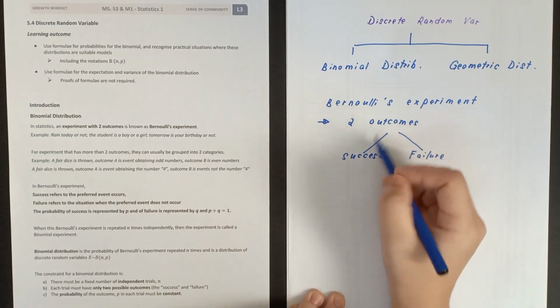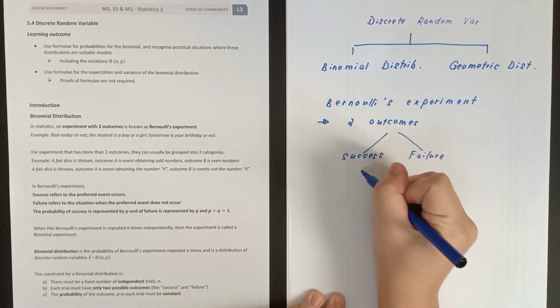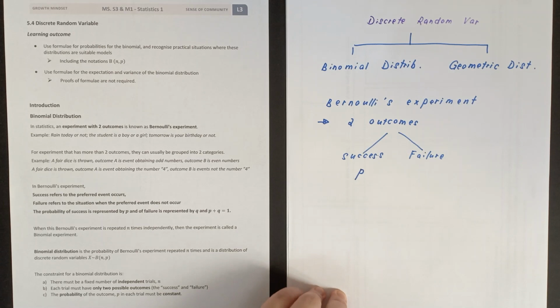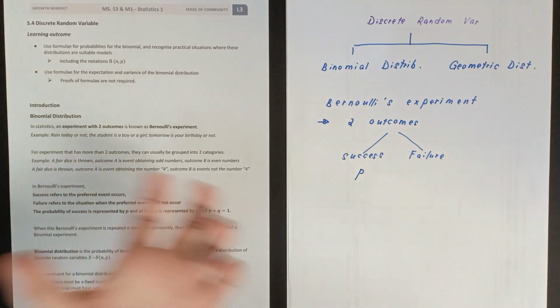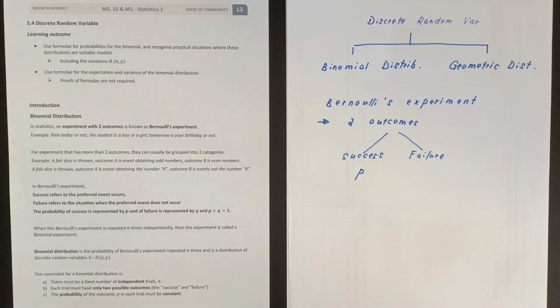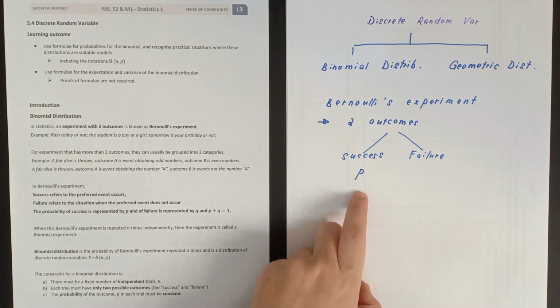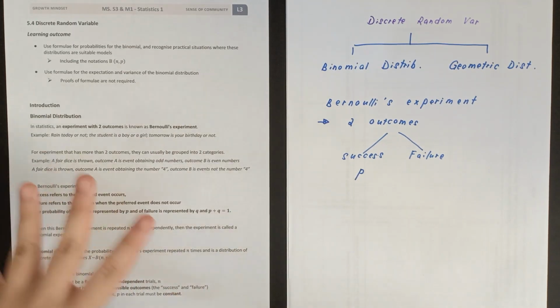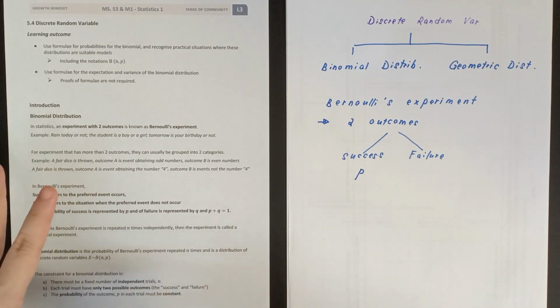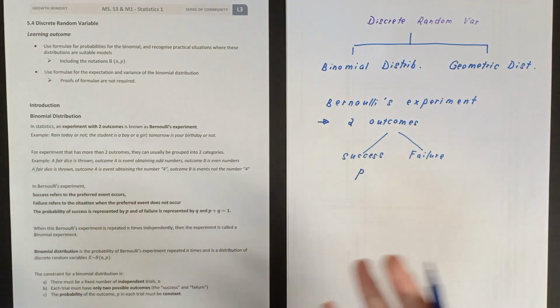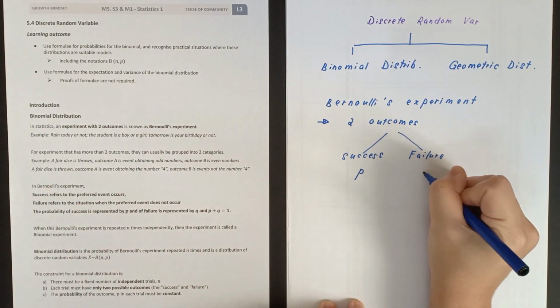So the probability of success, we denote as P. For example, if the chance that the student is late to school is 20%, then 20%, or 0.2, is the success. If there is a 20% chance she will be late, that means 80% she will be on time. That's why the failure is Q.